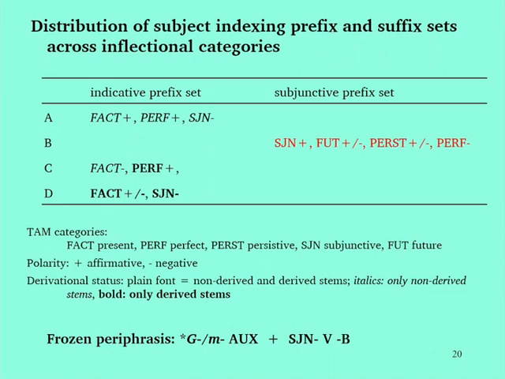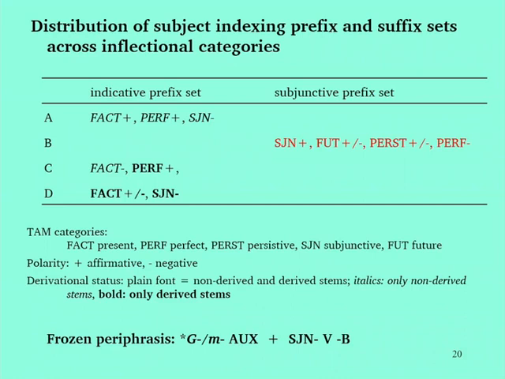And this suggests that all these grammatical categories in Datooga ultimately derived from a frozen periphrastic construction involving eroded auxiliaries inflected for polarity, followed by the main verb, which is inflected for the subjunctive, which is captured in the formula given at the bottom of this slide.